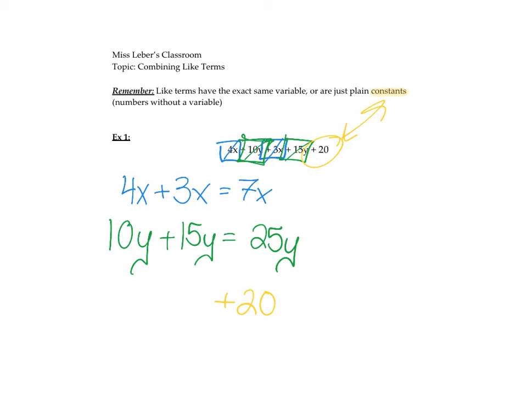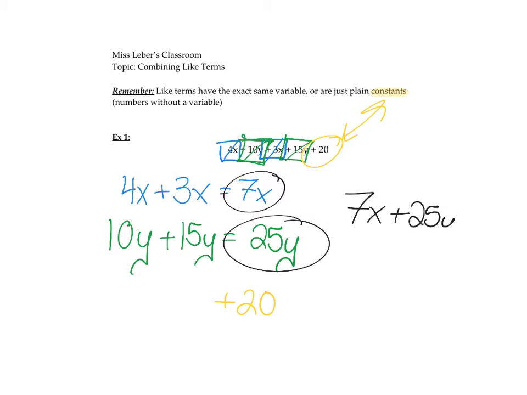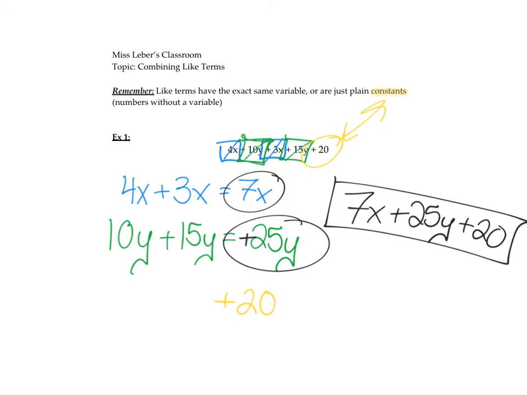So if I want to go back and put it all together, I've got my 7x. Remember, that's a positive 25y. You can put a sign out front to help you remember, and then you've got that plus 20. There we go, simplified expression.